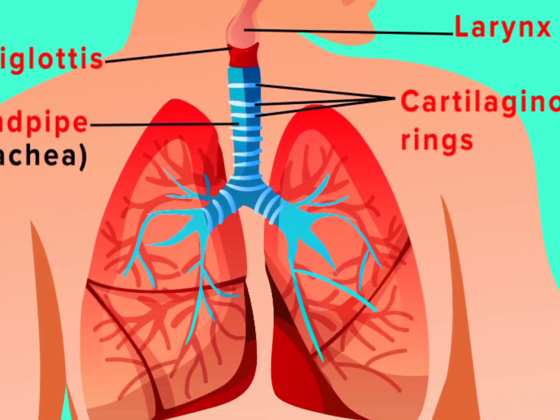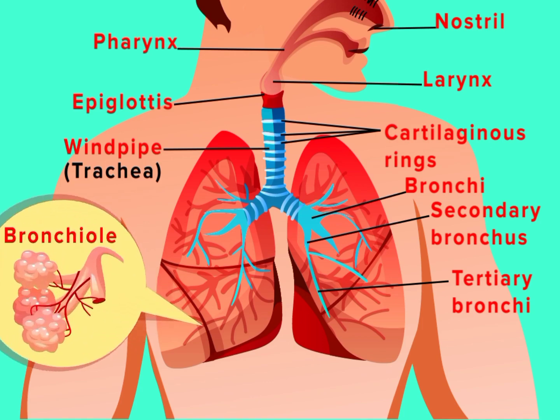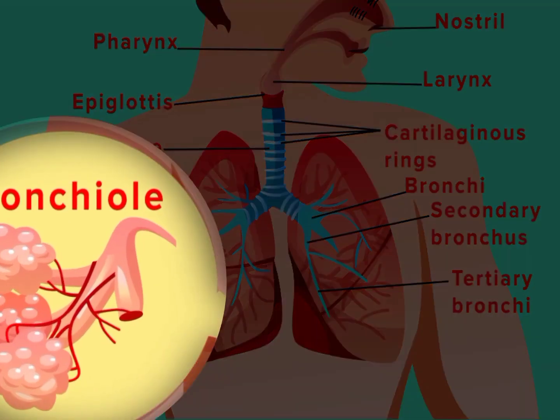If you carefully observe the structure, there are many C-shaped cartilaginous rings present. Now, what do you think? What would be the function of these rings? So, the function of these rings is to prevent the collapsing of the windpipe. So now, close to the lungs, the trachea divides into two tubes called the bronchi. The single tube is called the bronchus. Now, each of these tubes enters the respective lungs.